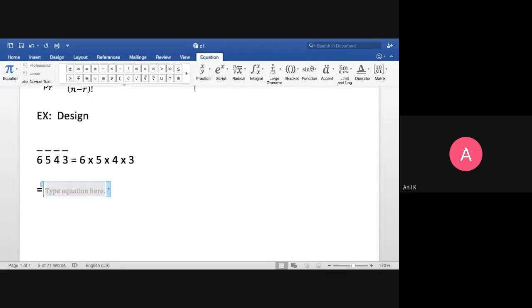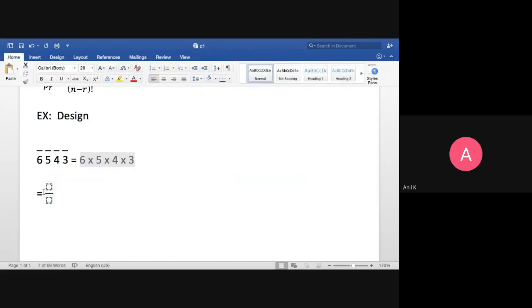The same equation I can rewrite as, let me copy this one: 6 into 5 into 4 into 3 into 2 into 1 upon 2 into 1. Can we write it this way? Can we put it this way? 6 into 5 into 4 into 3, the same expression. I am rewriting it as 6 into 5 into 4 into 3 into 2 into 1 upon 2 into 1.